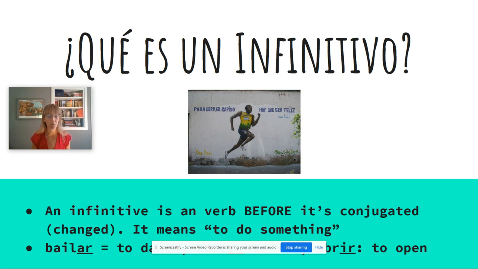An infinitive is a verb before it has been conjugated or changed to show who is doing the action. So, for example, it will always mean to do something, like bailar means to dance. Abrir means to open. Or you guys can see in the photo, correr is to run. Now, in Español, we have tres tipos de construcción or de infinitivos. There are three types of infinitivos. We have AR, ER, and IR. We just learned the endings for our ER and IR verbs.